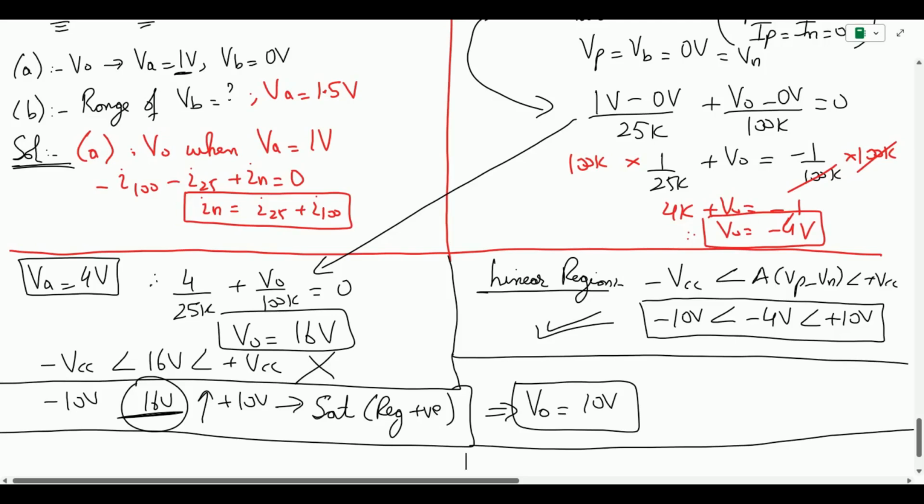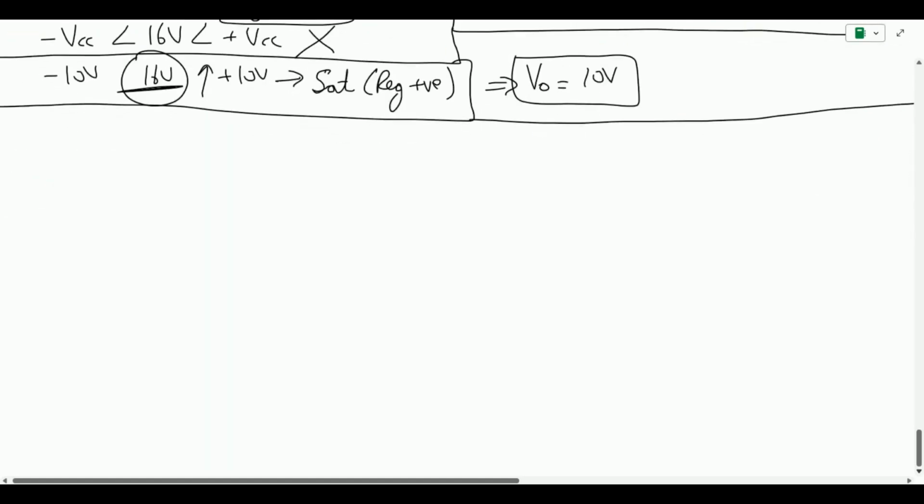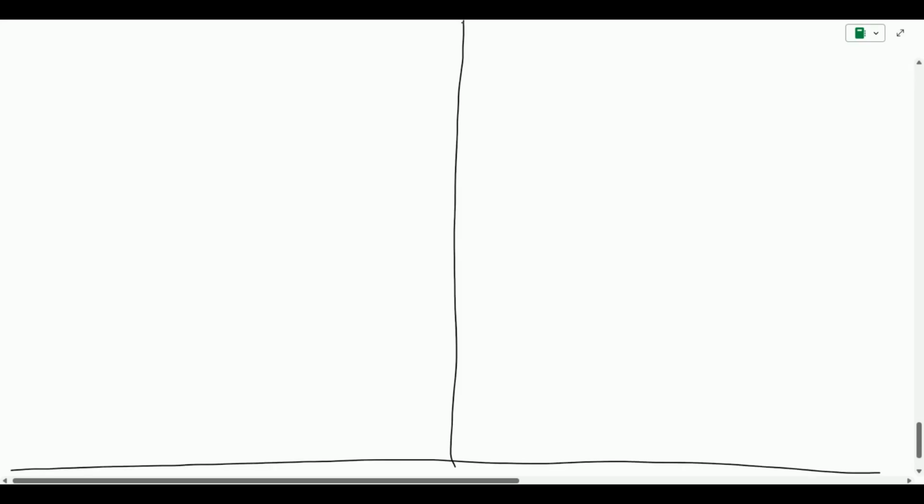So now let us look into further examples and understand how the operational amplifier works. We are going to look into two more examples. The first one is, let us say we have this circuit, again a very simple circuit.